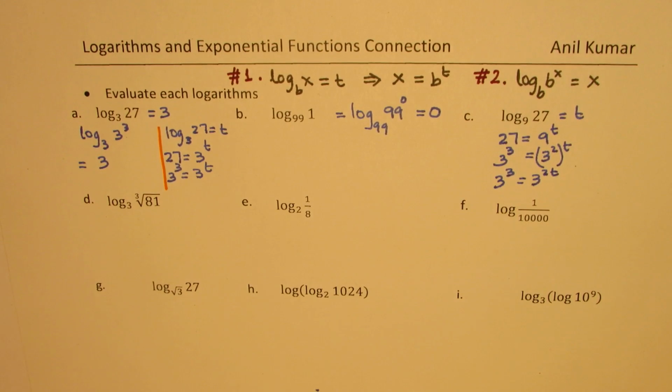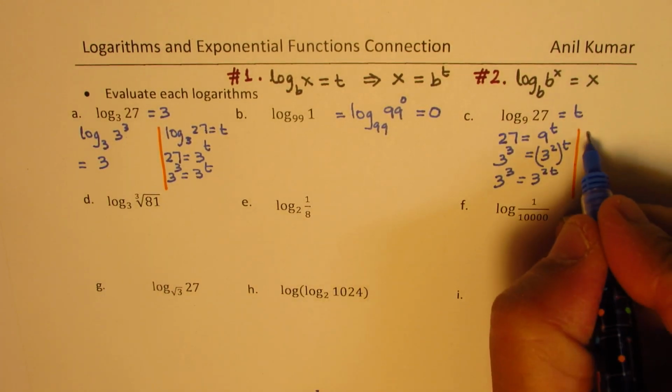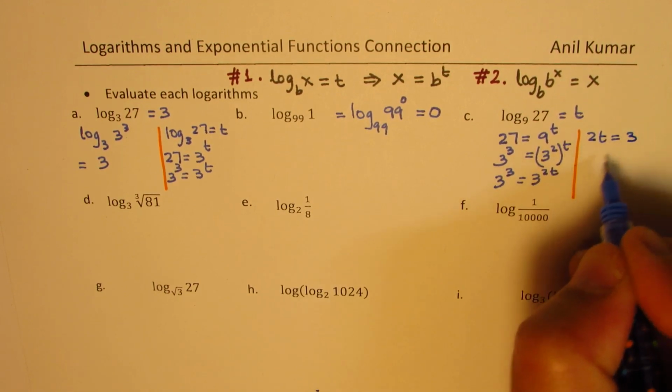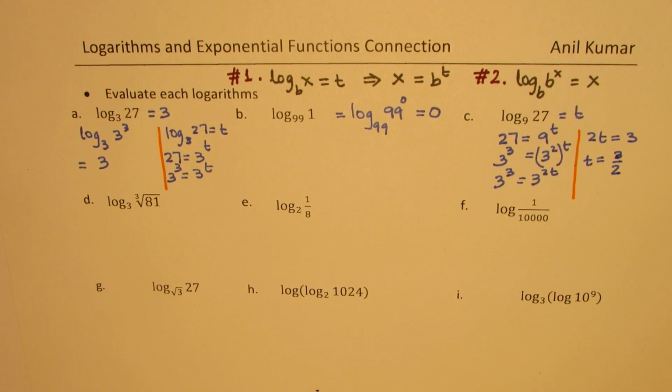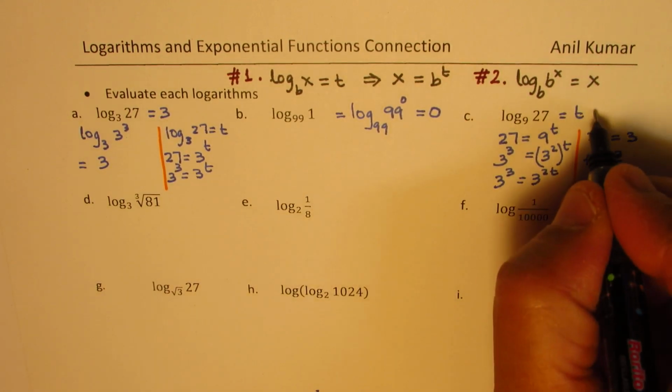So from here, what we get is 2t is equal to 3, or t is equal to 3 by 2. And therefore, for this question, the answer is 3 by 2.